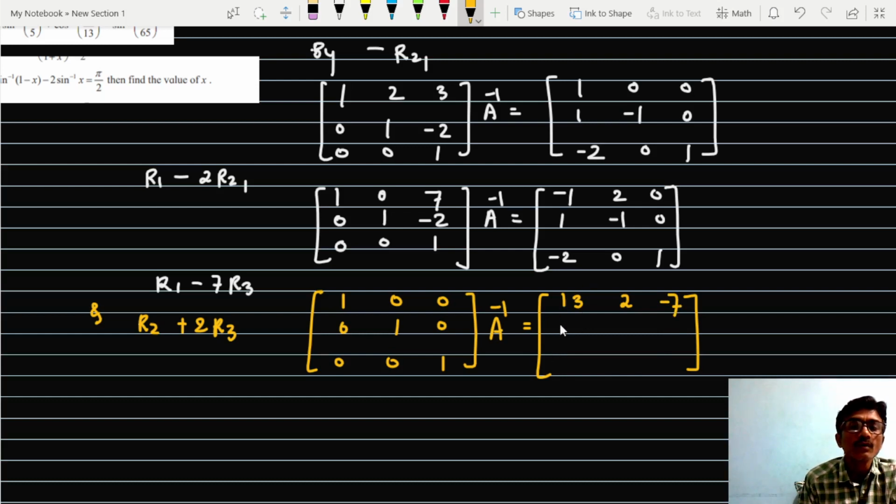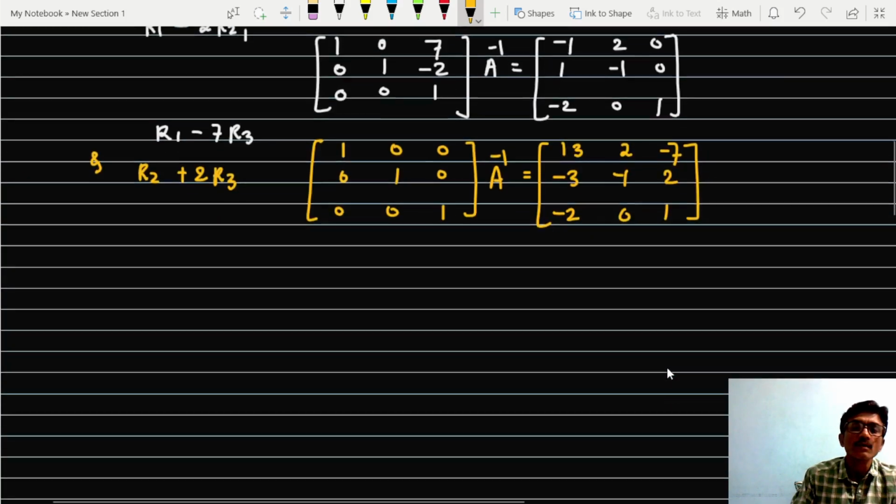In the second row we are adding 2 times of R3 in the second row. So this is 4, -4 and this 1, that is -3. There will be no change because this is a 0 element. And here 1 is multiplied with 2 and we are adding over here. There is no change in the third row, it is this.